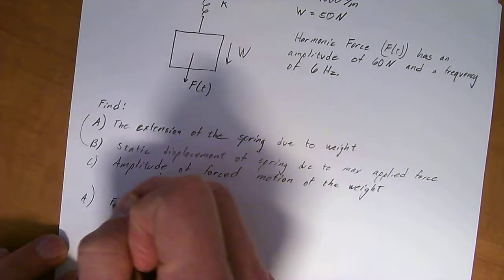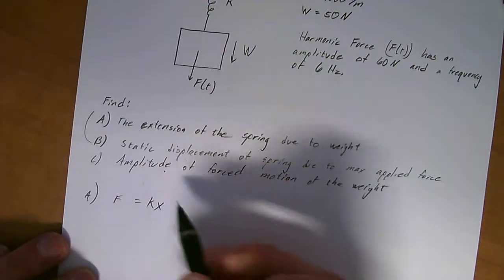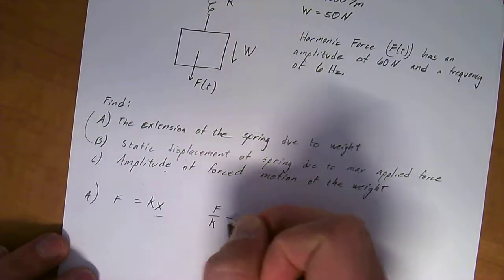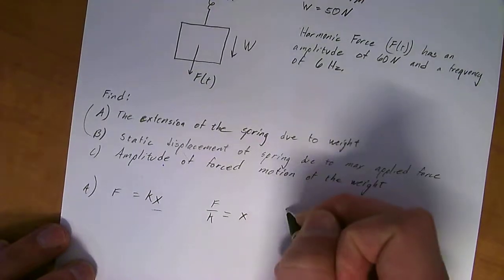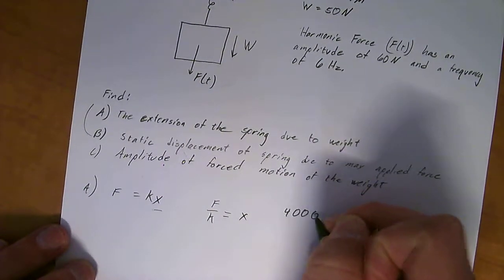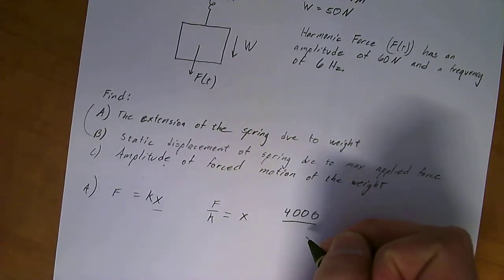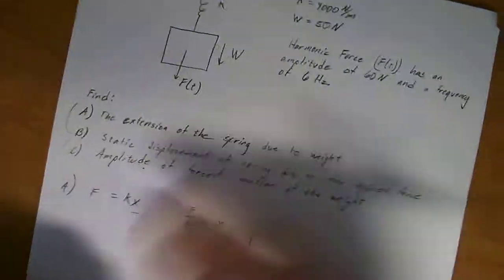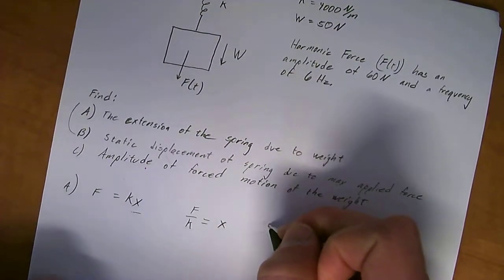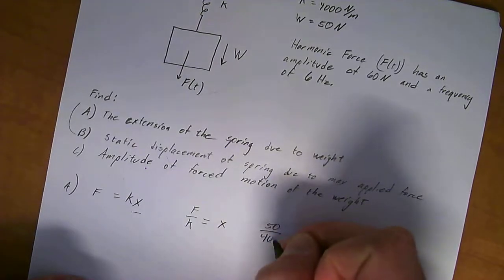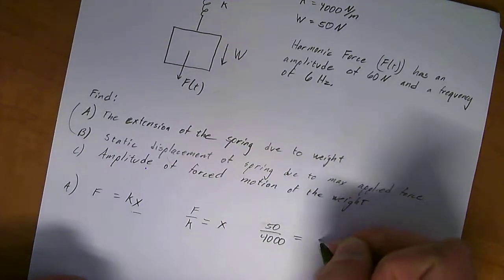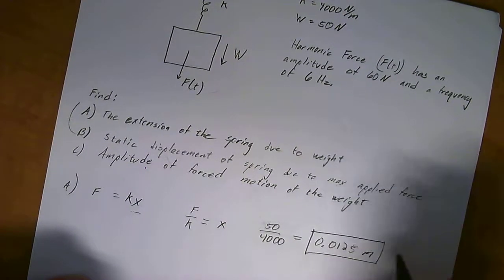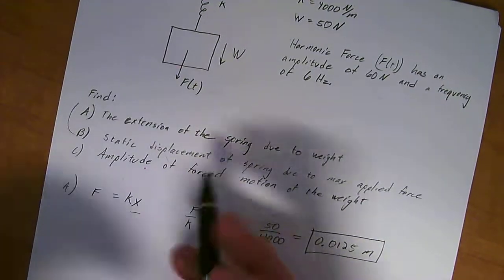So let's go ahead and solve for A first. This is really easy. You know that force for a spring is equal to kx. Well, in this case we're looking for the extension of the spring, so it's going to be force over k is equal to x. So we take the weight, 50 newtons, divided by 4,000, which is going to give you 0.0125 meters. And that's the extension of the spring due to just the weight. So you've got a weight on the end of a spring.